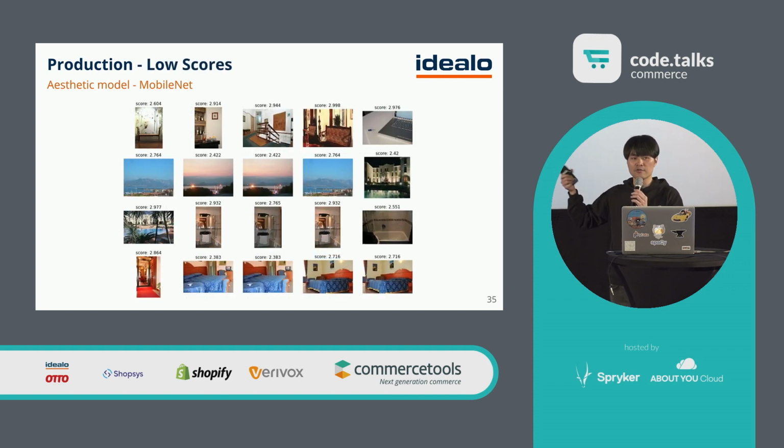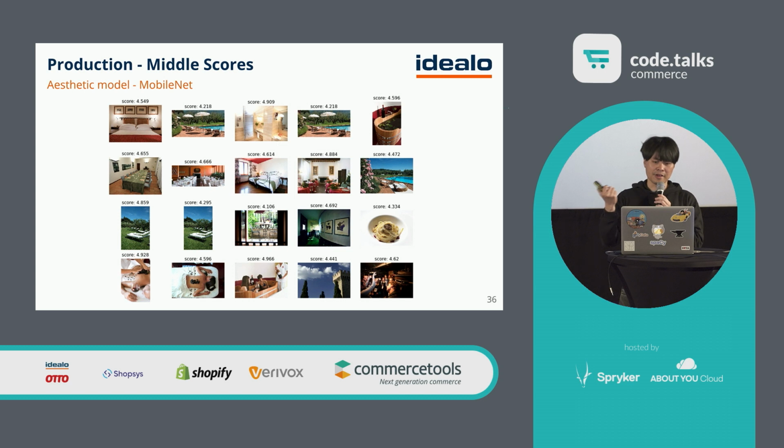So let's say if we have some low scores here, you can see the model is doing quite well, right? If you look at the images, the landscape is not really good looking. The laptop, also the toilet. If we look at middle scores, I think compared to the low scores, relatively, it also looks much better. If you look at the bedroom and the left uppermost front, also the landscape as well.